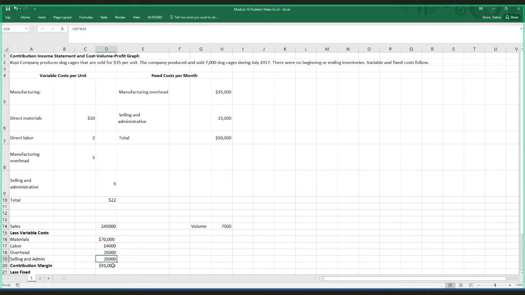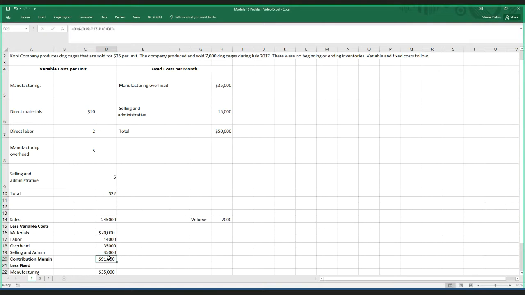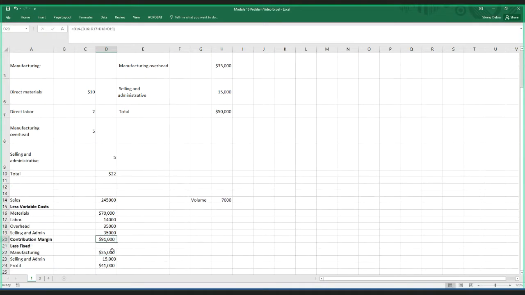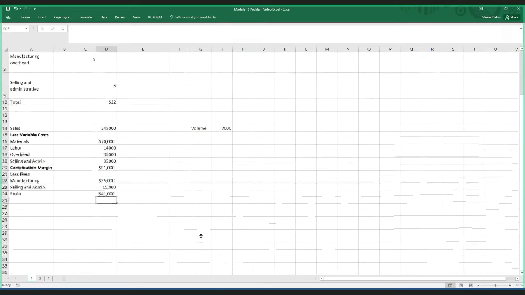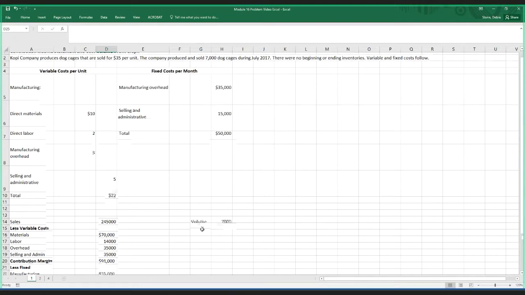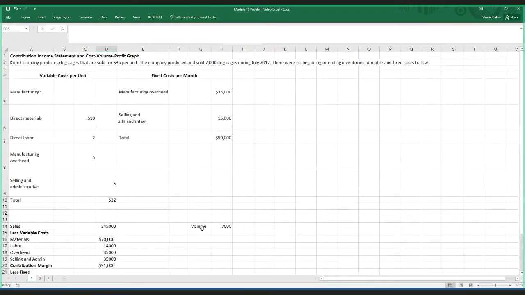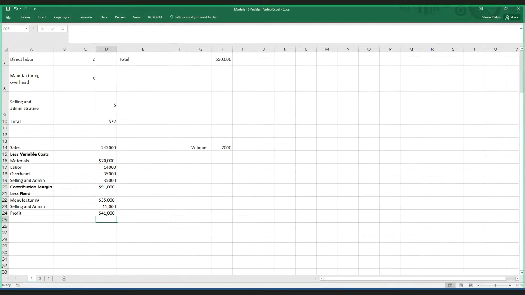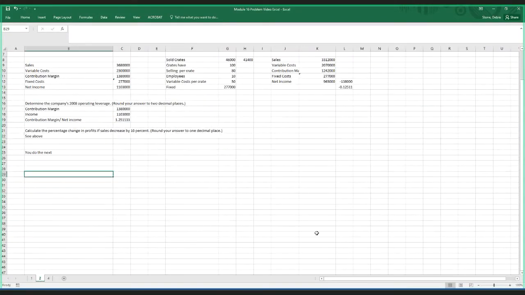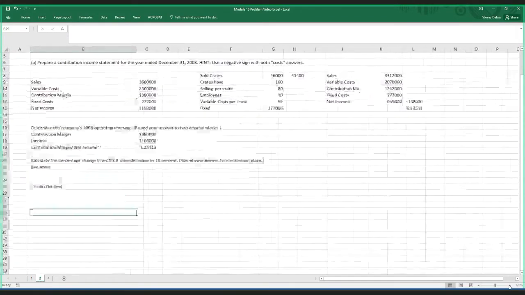Now I can go ahead and calculate the contribution margin, which is sales less all of these costs. And so I get 91,000. Then I have to take away the fixed, which I get from up above in the spreadsheet, and my profit is $41,000. So that is as simple as that one is. So let's now go to the second one.